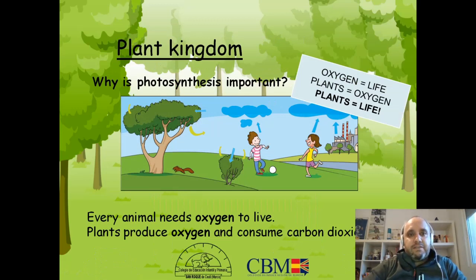Finally, why is photosynthesis so important? Let's read it here. Every animal needs oxygen to live. Animals and we humans also need oxygen to live. In this process, plants produce oxygen, so they are good for us, animals and humans. Plants produce oxygen and consume carbon dioxide. This is why photosynthesis is such an important process.